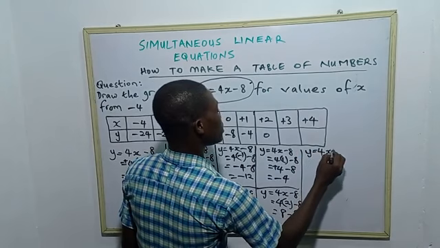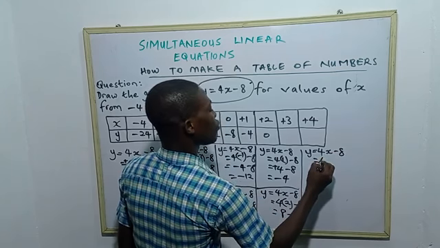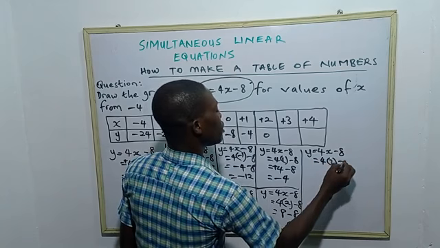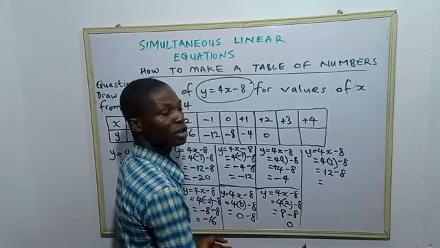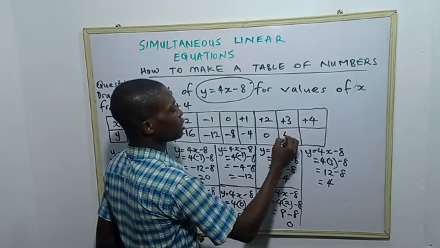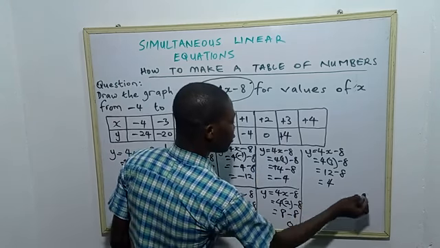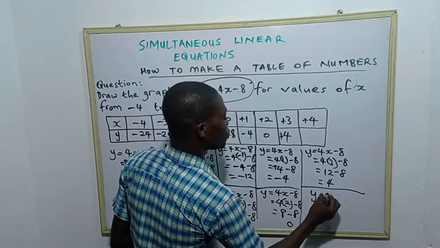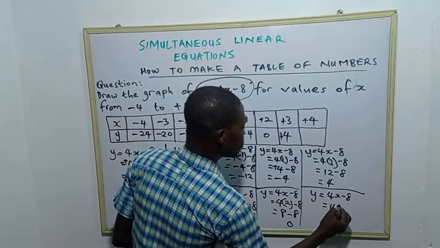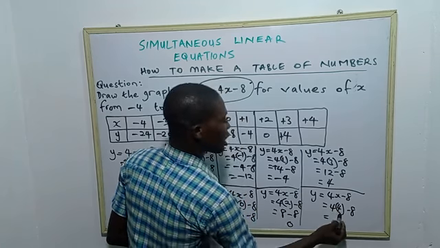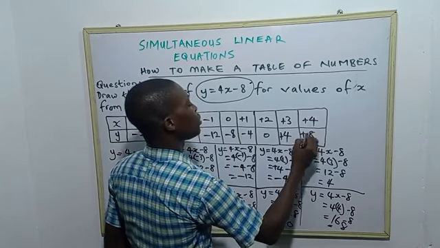y equals 4x minus 8. 4 into 3 minus 8. 4 times 3 is 12 minus 8. That will give us 4. Okay, write your 4, and I suggest put the plus there. Then the last one, you'll be having y equals 4x minus 8. 4 into 4 minus 8. 4 times 4 is 16 minus 8, which will give you 8. Write your plus 8 in this place.